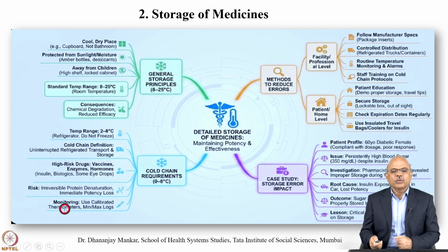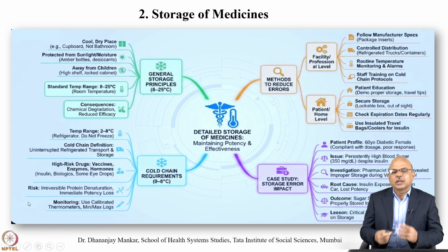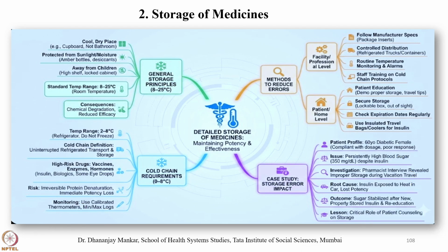What are the risks actually associated with the cold chain requirement? It is irreversible protein denaturation and immediate potency loss. And when you have to take up the monitoring part, you need to think about the use of calibrated thermometers, minimum and maximum logs, which have to be catered for in terms of maintaining it.